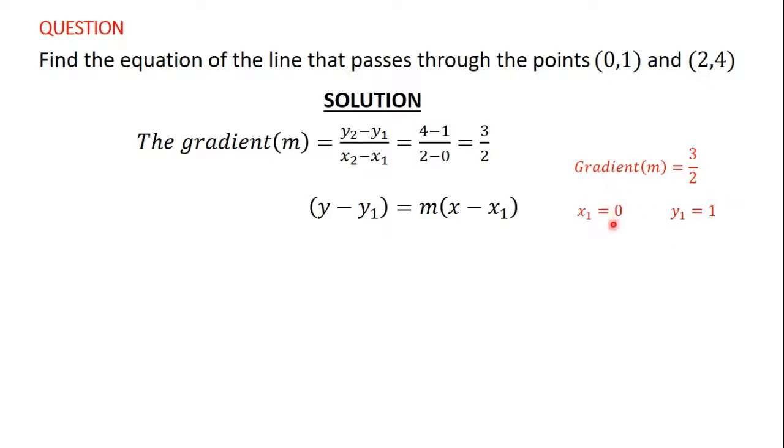We substitute this information into the formula, and this will give us y minus 1 is equal to 3 divided by 2 into bracket x minus 0. We simplify this further and we have y minus 1 is equal to 3 divided by 2 times x, since x minus 0 is the same as x. So we have y minus 1 is equal to 3 divided by 2x.